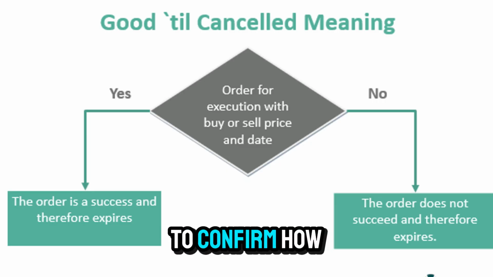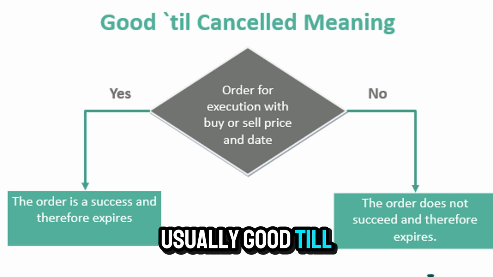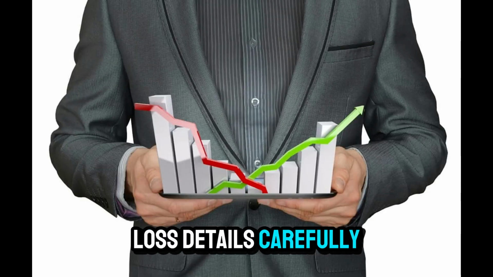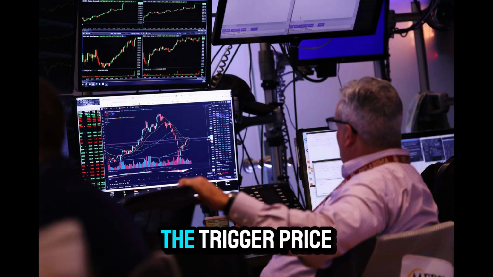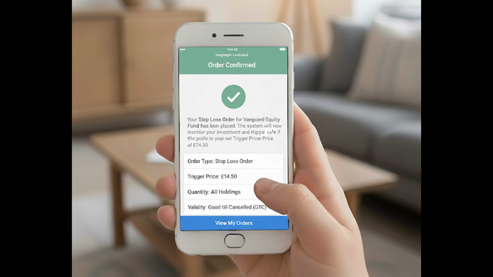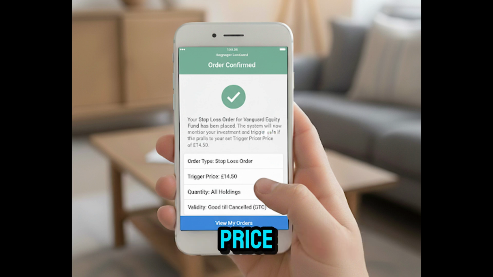You'll also need to confirm how long the order should stay active, usually good till canceled or a set time frame. Review your stop loss details carefully. Double-check the investment, the trigger price, and the duration before submitting. Once confirmed, the system will monitor your investment and automatically sell if it falls to your set price.